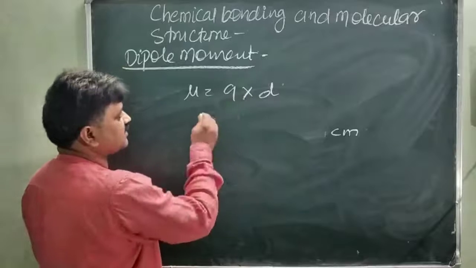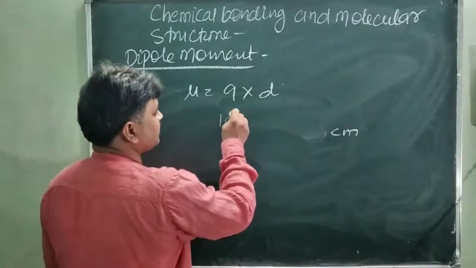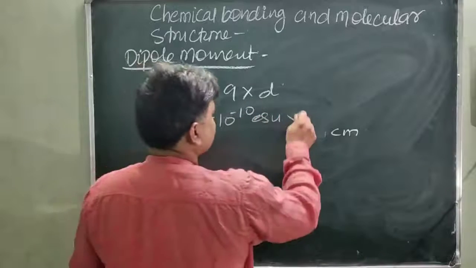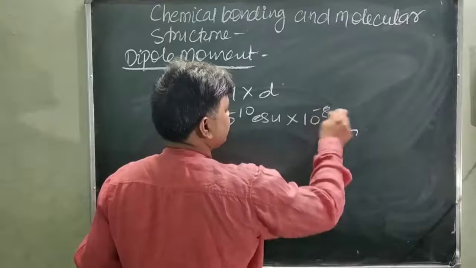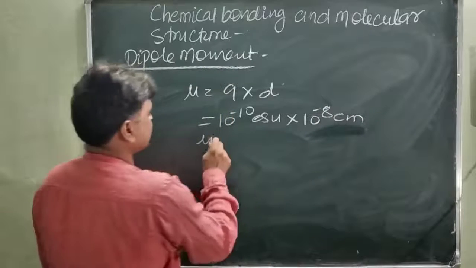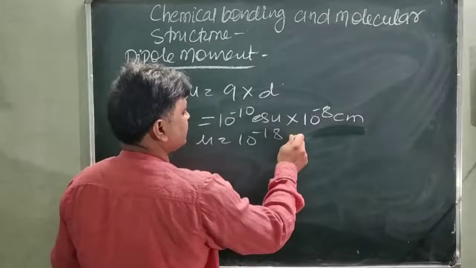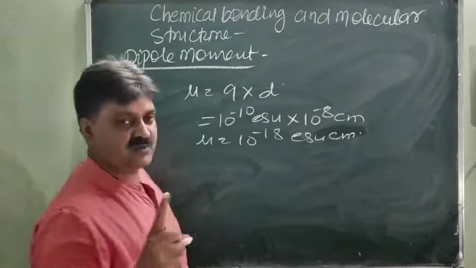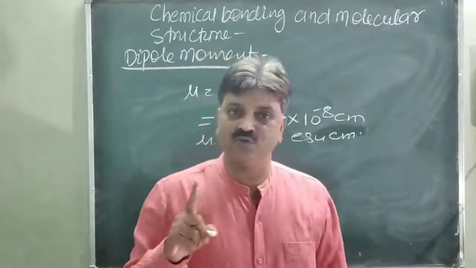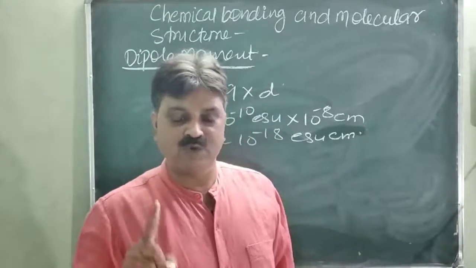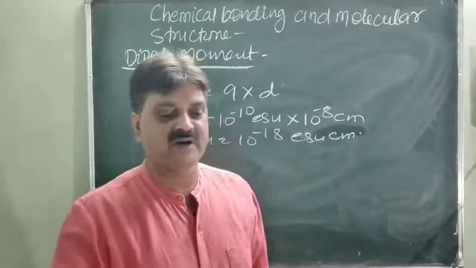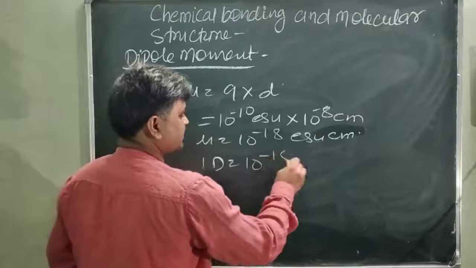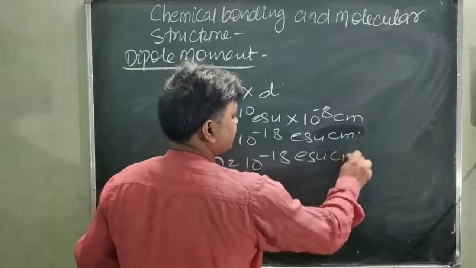So it was found that the charge is of the order of 10 power minus 10 ESU, and the distance is of the order of 10 power minus 8 centimeter. So mu is equal to 10 power minus 18 ESU centimeter, and 10 power minus 18 ESU centimeter is equal to 1 Debye, the dipole moment expressed in terms of the Debye.